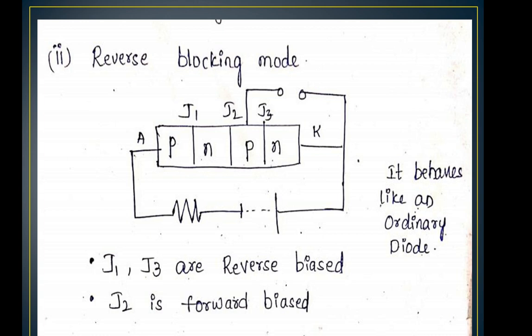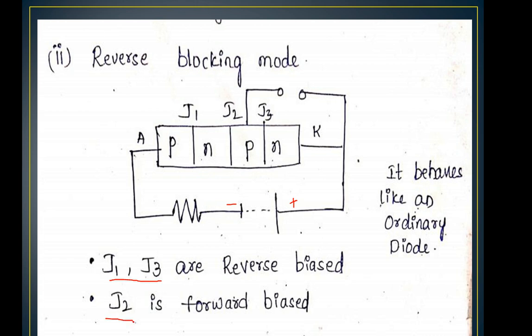So the second mode of operation is the reverse blocking mode. In reverse blocking mode, we are connecting P, that is anode, to the negative terminal of the battery and cathode to the positive terminal of the battery. So the junctions J1 and J3 are in reverse bias and junction J2 is in forward bias.